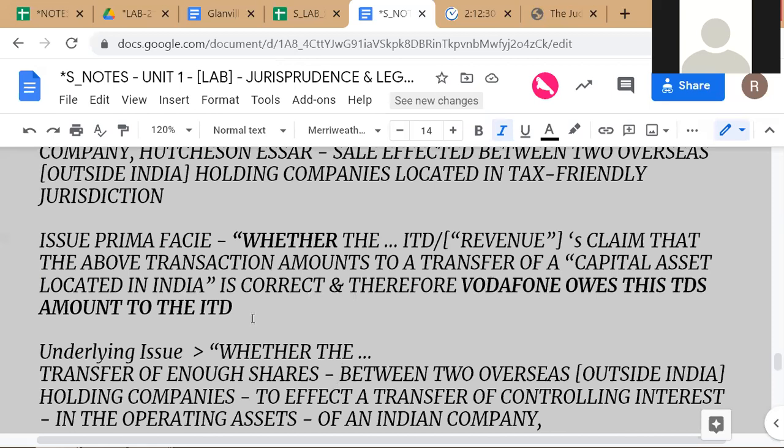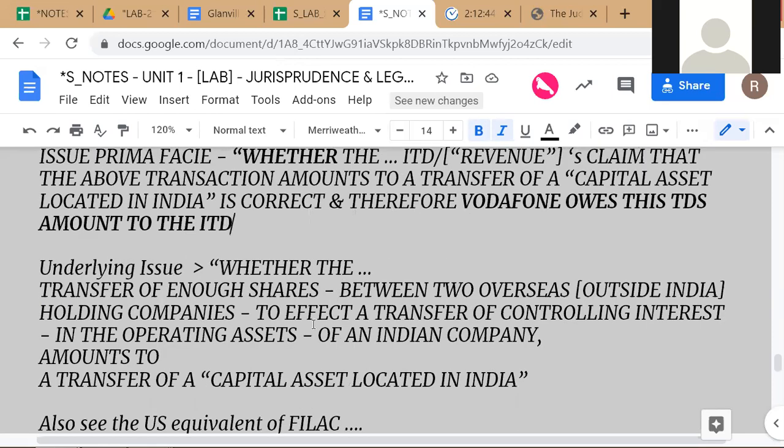So the court looks at the surface dispute and states this as the issue prima facie. They may not even actually state all this. They may just state this one. That's why I put it in bold. They may just state this one, and that's all you see in the judgment. Now, you have to use your brains and figure out what is the underlying principle that they are actually debating.